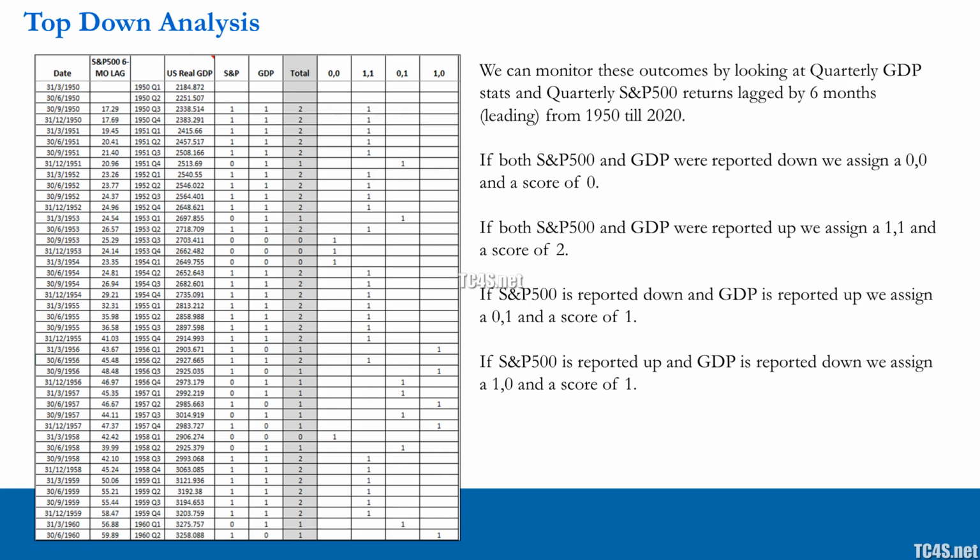If we were looking at the row above, which is Q4 1955, we have a 1-1 situation, so the total is 2. And the outcome for a 2 total is when S&P 500 and GDP were both reported up. So we assign a score of 1 and 1, and we get to a total of 2. And we can analyze all of this data to better learn and understand what the relationship is between the S&P 500 and GDP, and whether S&P 500 predicts GDP and to what level of accuracy.